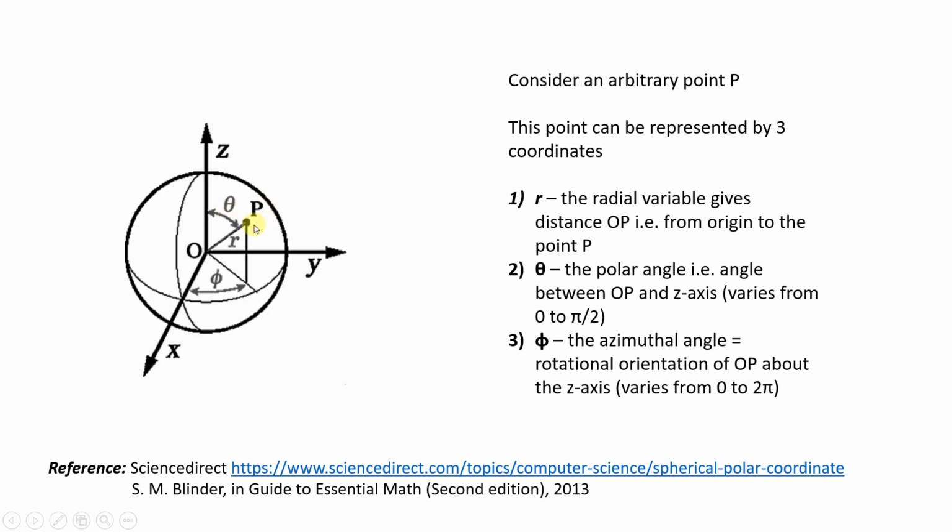Next, from this point P, I draw a projection to the plane XY. I draw a perpendicular line to the plane XY, and from the origin I connect it to this perpendicular in the plane XY. The angle made by the x-axis with respect to this projection on the plane XY is the azimuthal angle phi. This azimuthal angle phi varies from 0 to 360 degrees, or in radians 0 to 2 pi, whereas our polar angle varies from 0 to pi by 2.